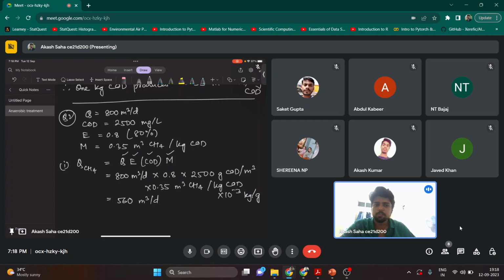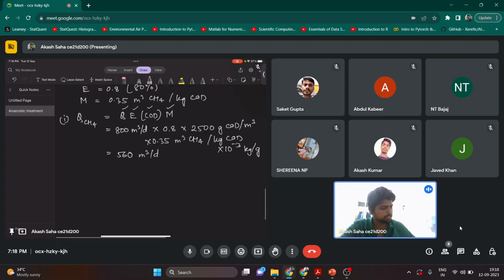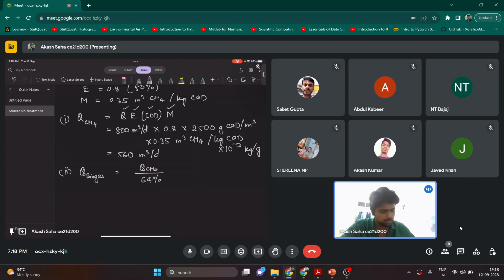And next, we have to find out the total biogas content. So in the question, it says that the methane percentage is 64. With the help of that, we will find the flow rate of biogas. That will be QCH4 divided by 64%, because it is given as 64 by 100.